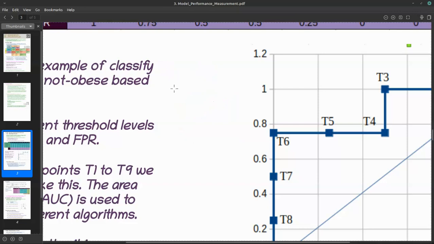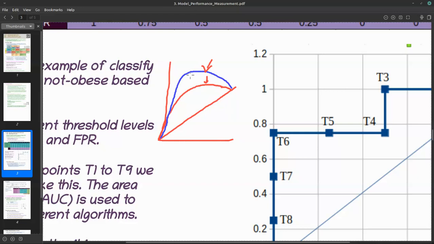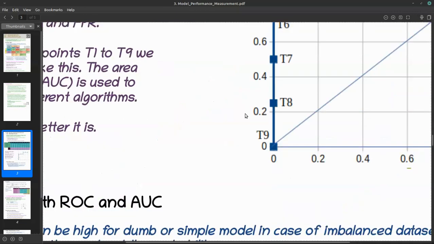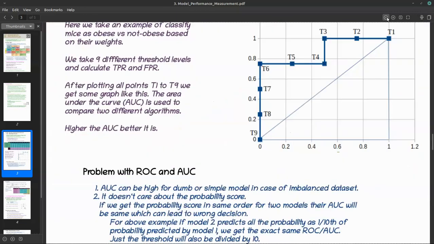Higher the area, because this area under the curve is higher, correct? So if you calculate the area, this would be higher than this amount, right? This blue will have the higher area under the curve compared to this red curve, right? So you will choose this model. Let's say this is logistic regression and this is SVM. Go with SVM, correct? So this is ROC AUC.